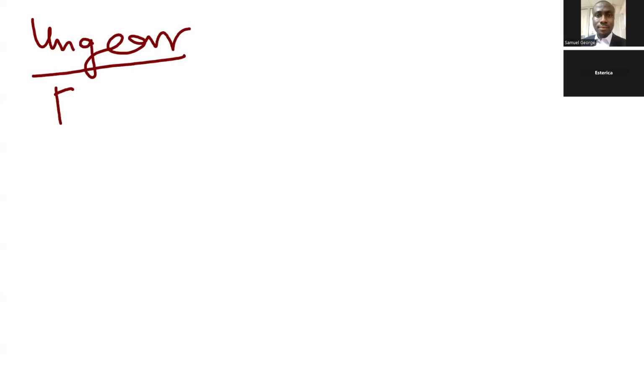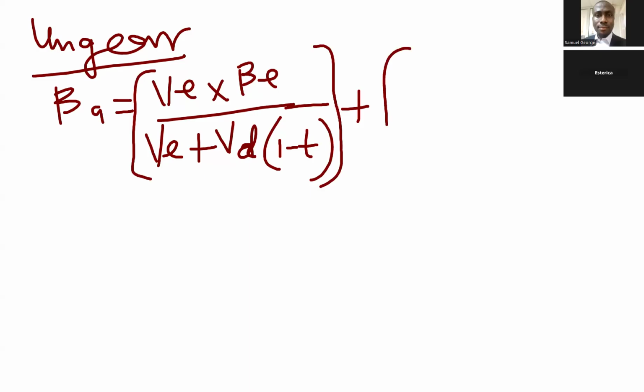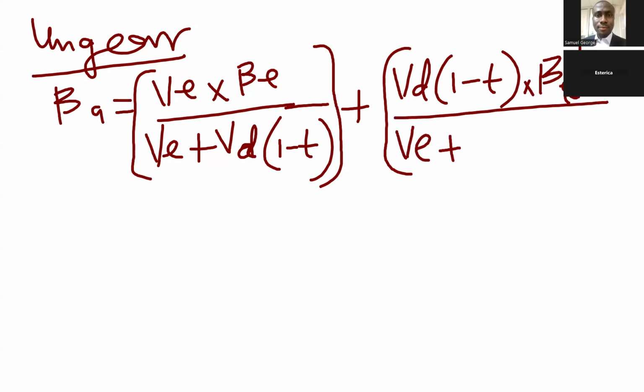Now, beta assets. Let me write the formula of beta asset in full here. Beta asset is equal to value of equity times beta equity divided by value of equity plus value of debt, times 1 minus t, plus, this is one side of the formula, the second side, plus value of debt, 1 minus t, times beta debt, or debt beta, divided by value of equity plus value of debt, times 1 minus t. Although this formula will be given in the exam question.